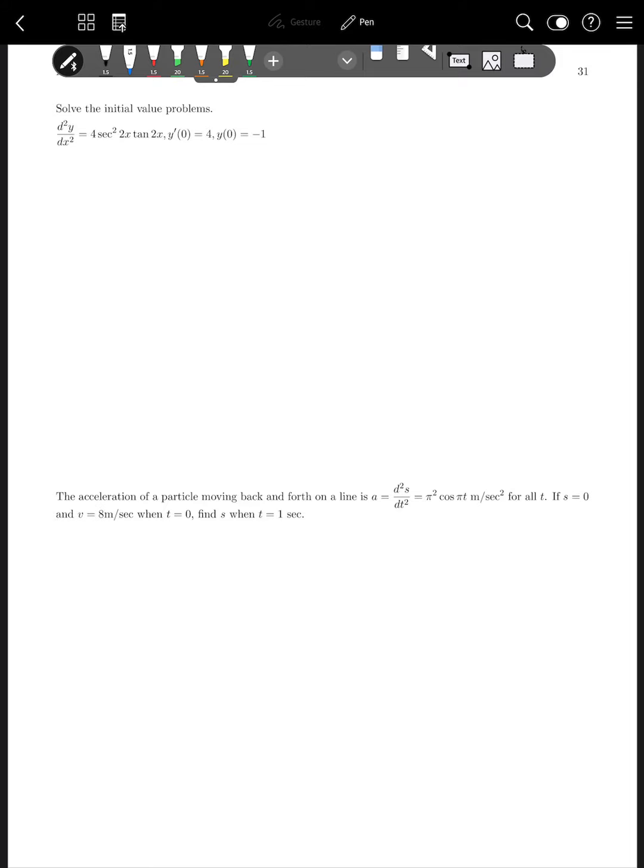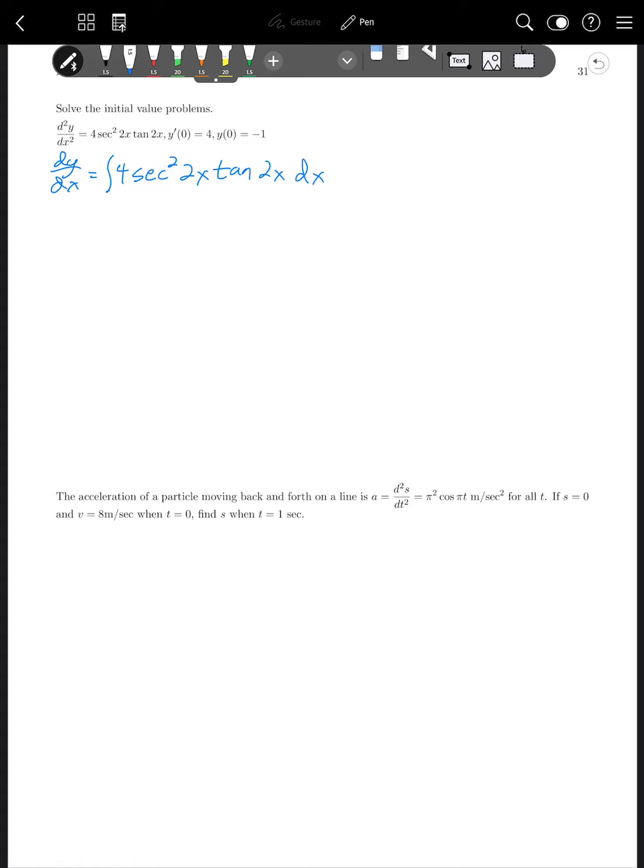So if I start out with the second derivative of y with respect to x, which is what I've been given here, and I want to solve the initial value problem, that means I want to find the function y by working backwards. So we start off by doing the first antiderivative. If d squared y over dx squared, the second derivative, equals this, then the first derivative, dy dx, will equal the indefinite integral of 4 secant squared 2x tangent 2x dx.